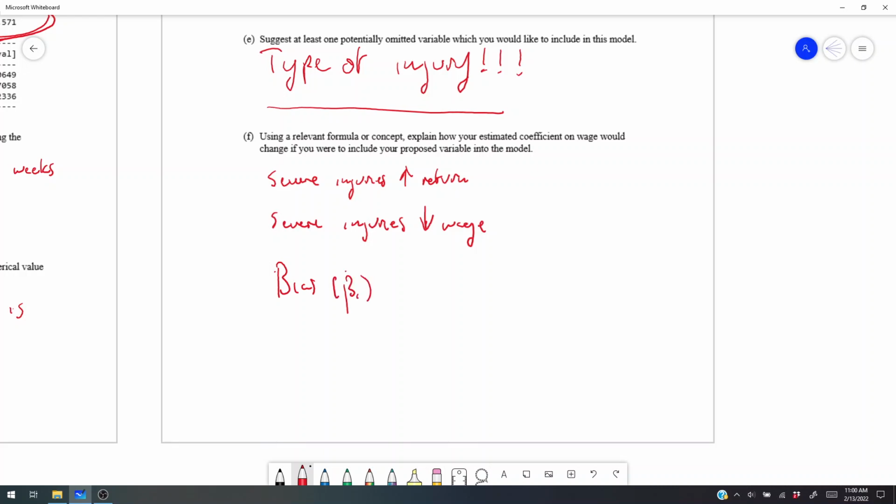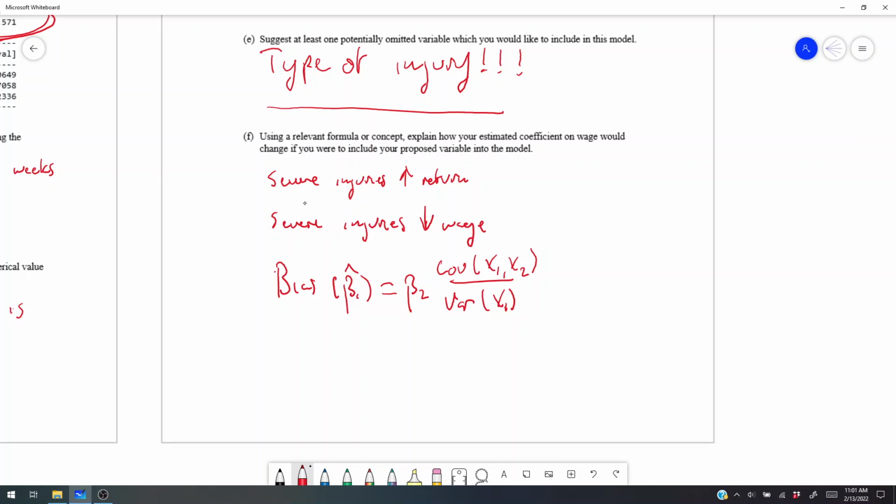Bias in beta 1 is equal to beta 2 times covariance of x1, x2 over variance of x1. X1 in this case was wage, x2 in this case was this severe injury, right? The severity of an injury. So more severe is a large x2 number and less severe is a small x2 number, something like that.